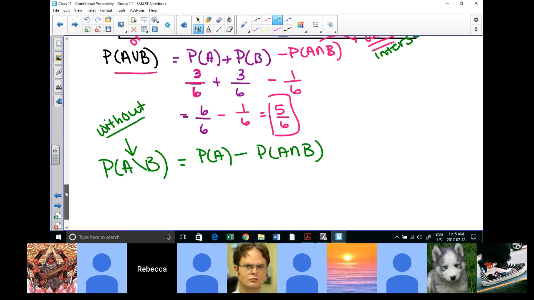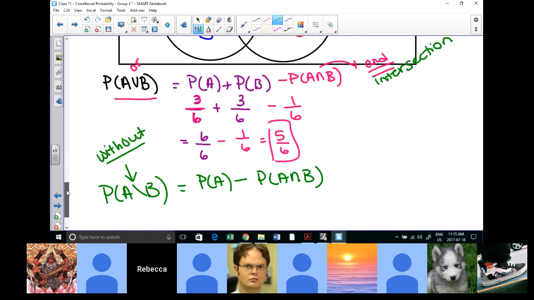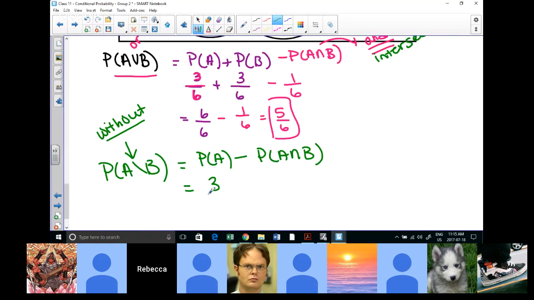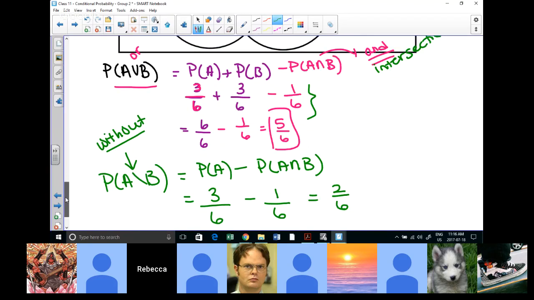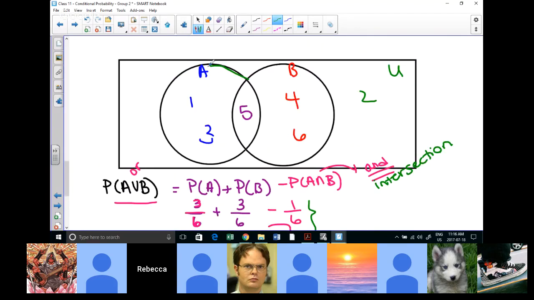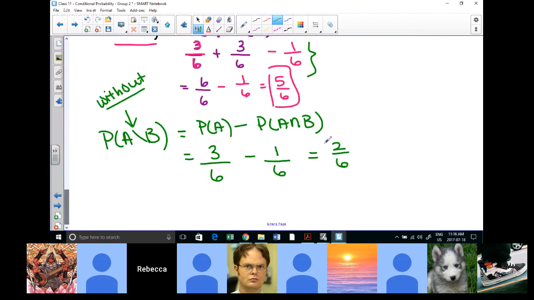So if we look here, the probability of A, there are 3 values out of a possibility of 6. In their intersection, we just did that. There was one outcome out of 6. So that gives me 2/6. So if I look in here, if I take A without B, there are 2/6. So that's what we get. So this just puts it in a more formal sense where we actually have a rule to do this.